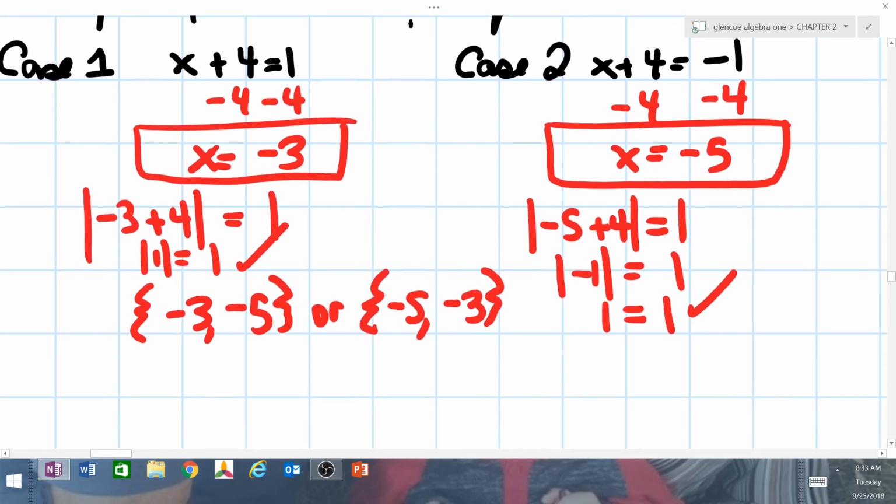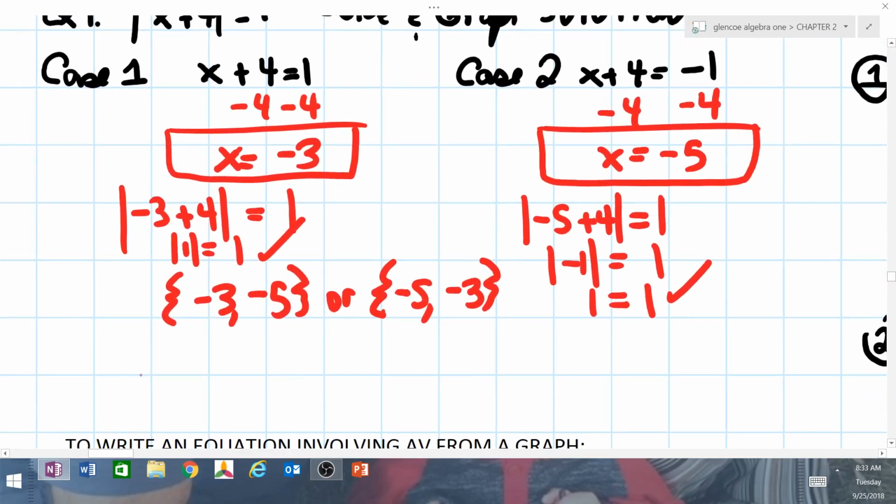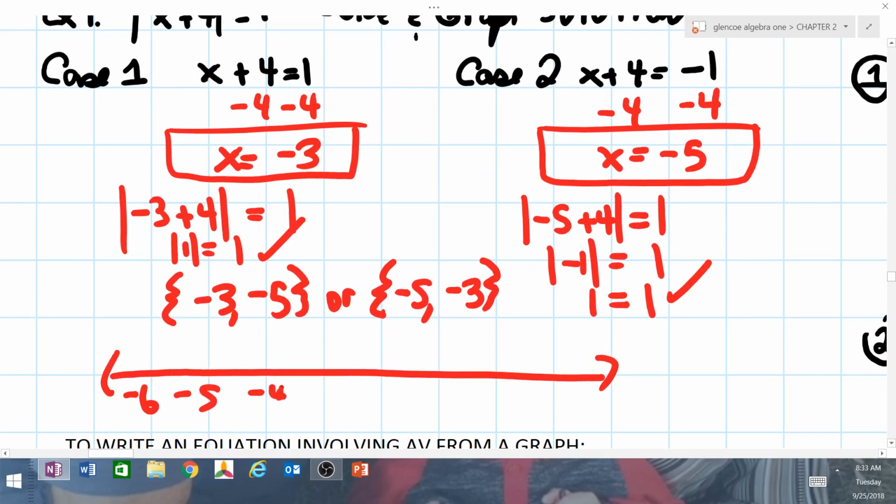There's one last part to this problem because you were supposed to graph it. So the graph should look something like this. Okay, so your solution is negative 3 and negative 5. You're just going to make a closed circle above negative 5 and another closed circle above negative 3. Does that make sense?